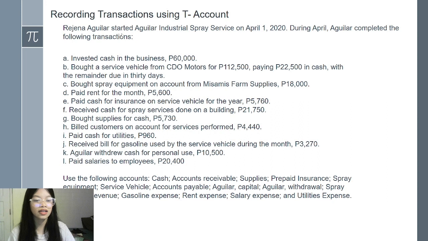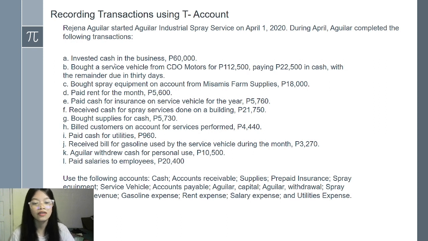Regina Aguilar started Aguilar Industrial Spray Service on April 1, 2020. During April, Aguilar completed the following transactions. So, ito yung transactions. And this is the following accounts na dapat nating gamitin sa pagre-record ng transactions. So, the first transaction is invested cash in the business, 60,000 pesos.